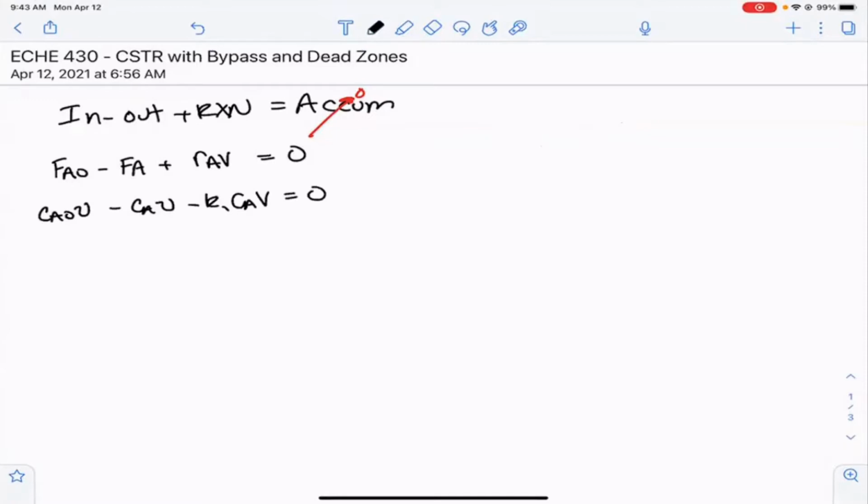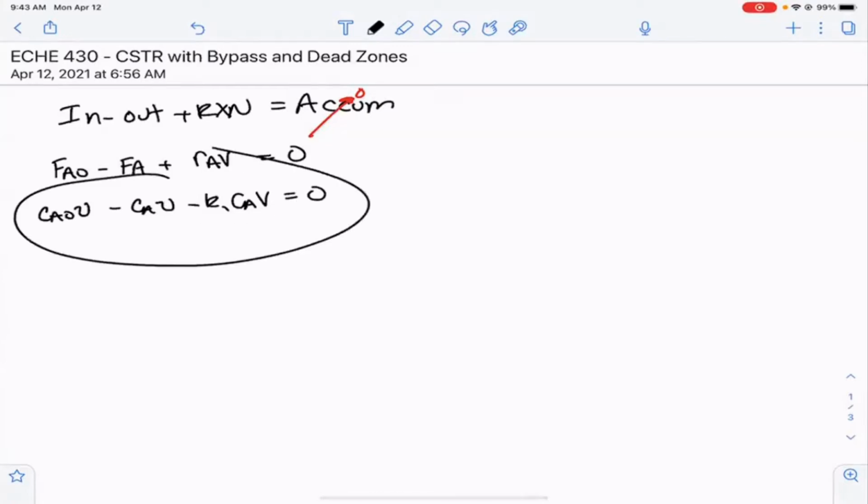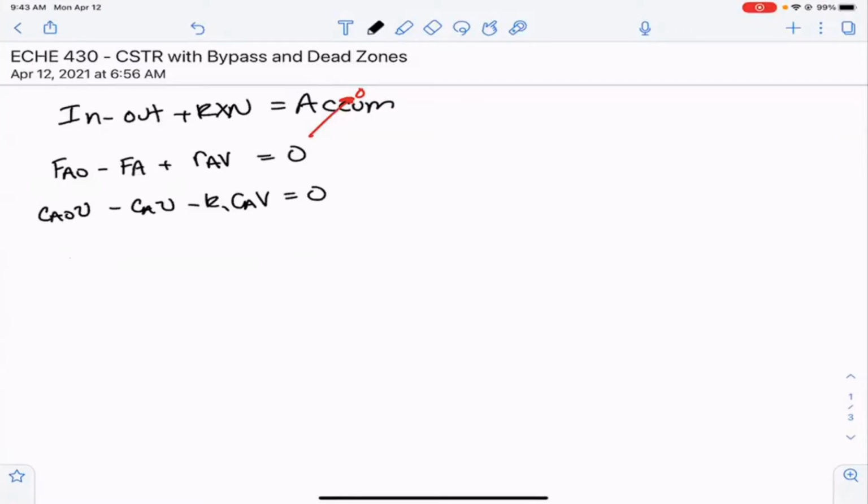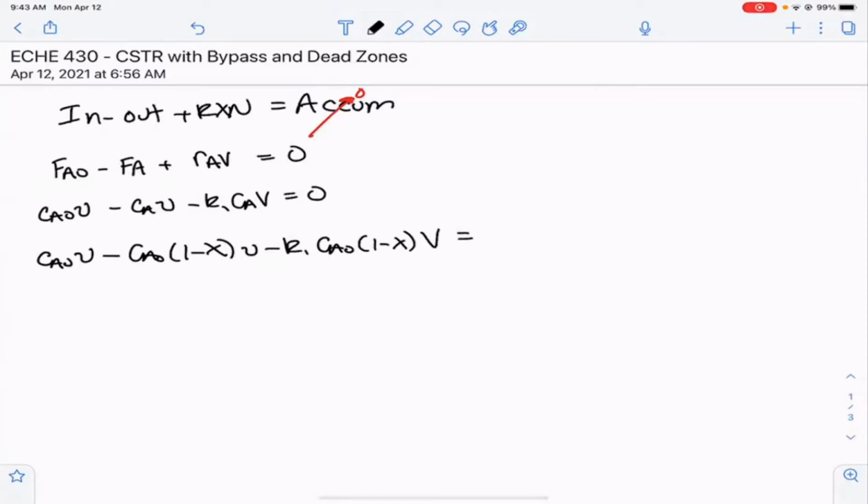Now, a thing that we would often then do in a problem like this is get things in terms of conversion. That's the variable that we're after at the end, right? So we have our mole balance, we have our rate law, and now let's get things in terms of the variables we want. Well, we know that this is CA0 times V minus CA0 times 1 minus X times the volumetric flow rate minus then K1 times CA0 times 1 minus X times the volume. And that's equal to 0.